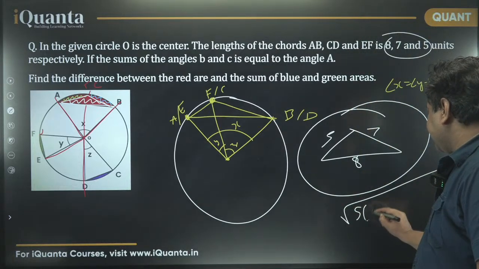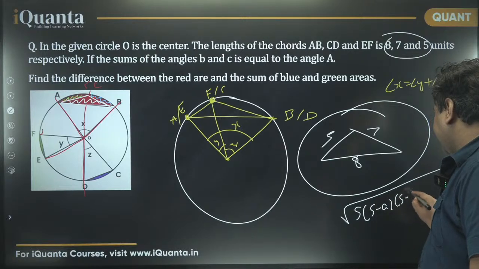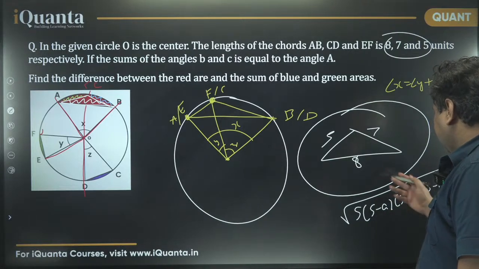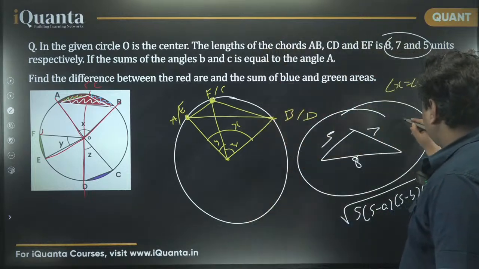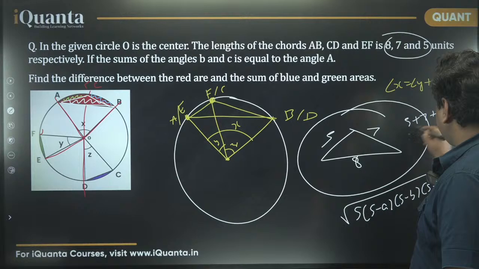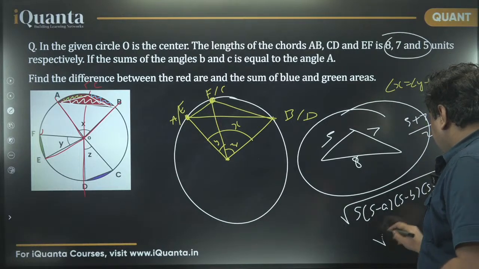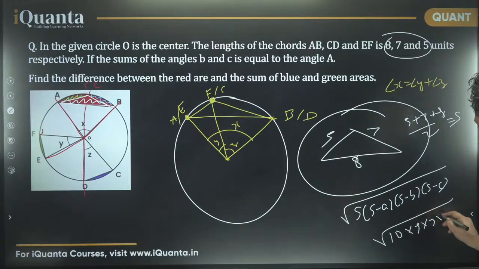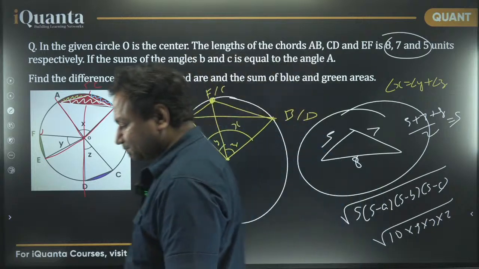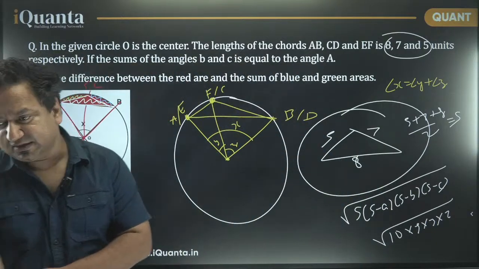Square root of s into s minus a into s minus b into s minus c, where s is half the perimeter. So 5 plus 7 plus 8 upon 2 is equal to s, that is 10. Let's put here s is 10, 10 minus 5, 10 minus 7 and 10 minus 8. You get root 300, which is nothing but 10 root 3.